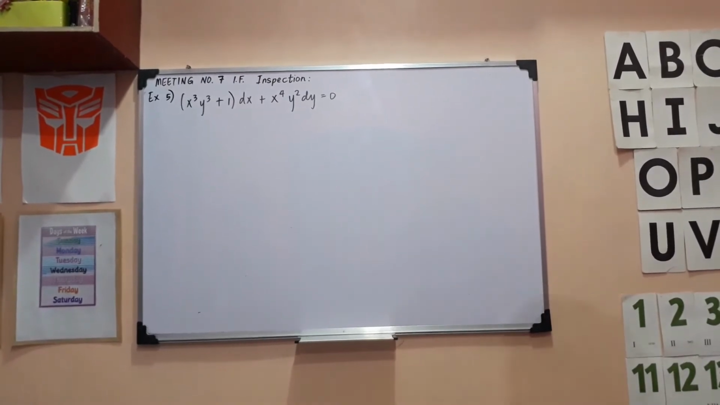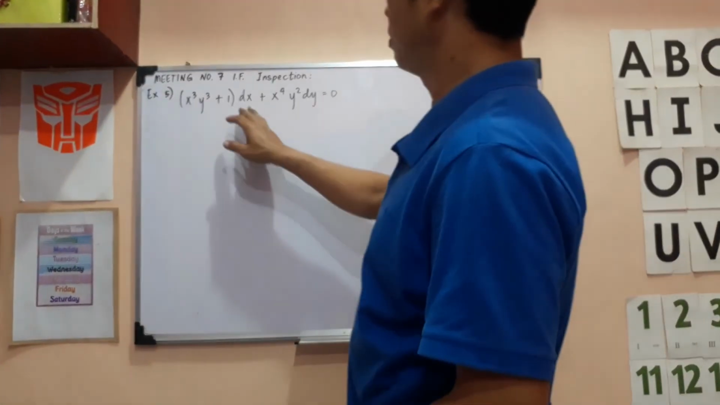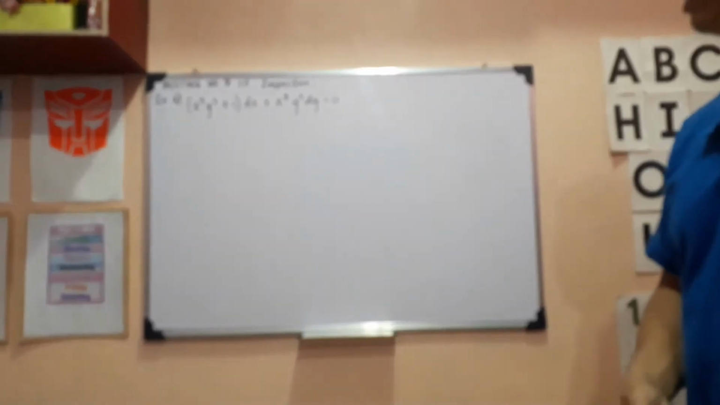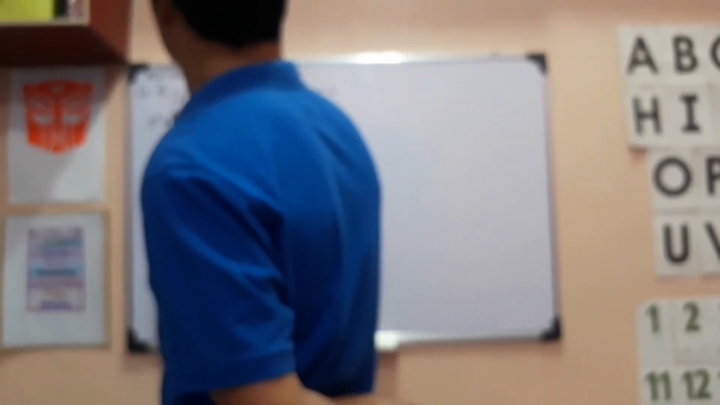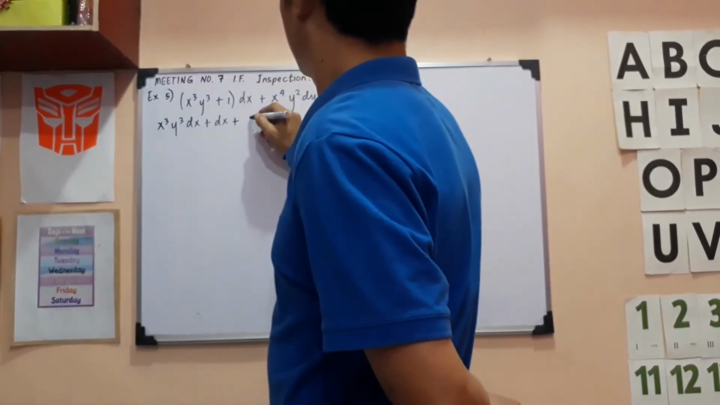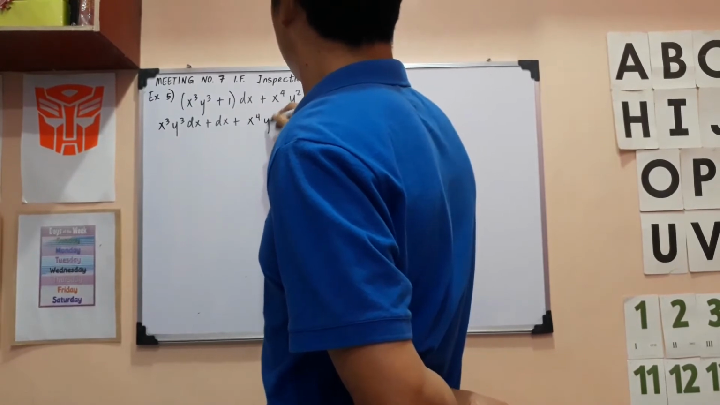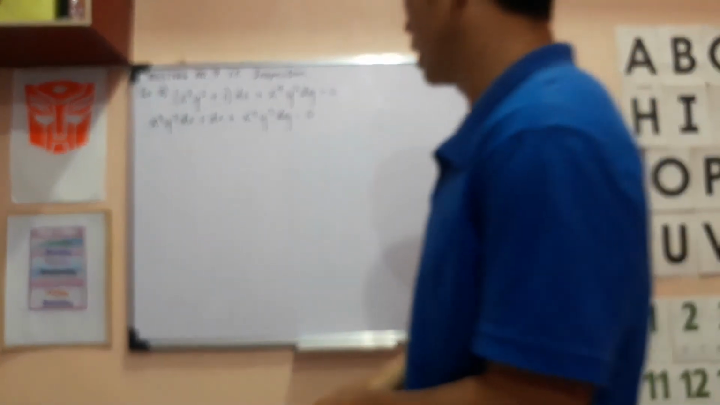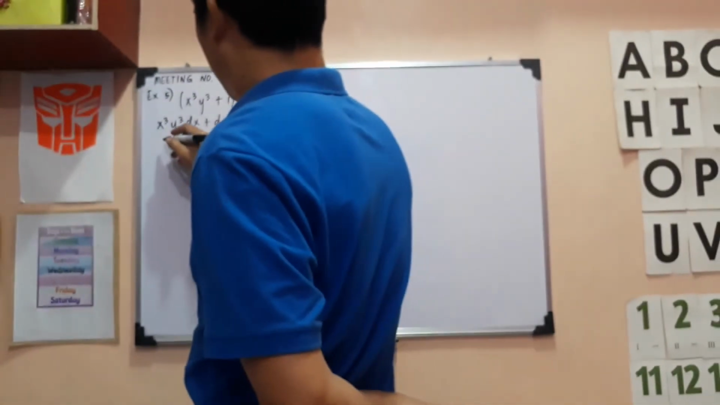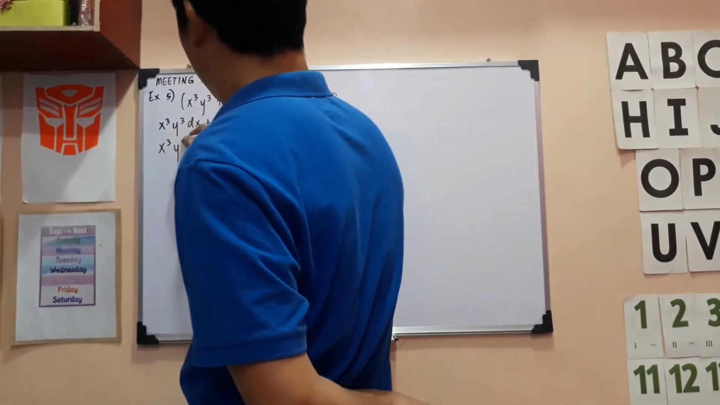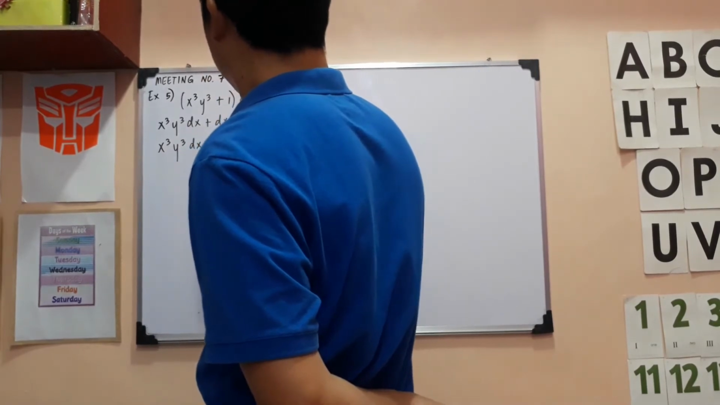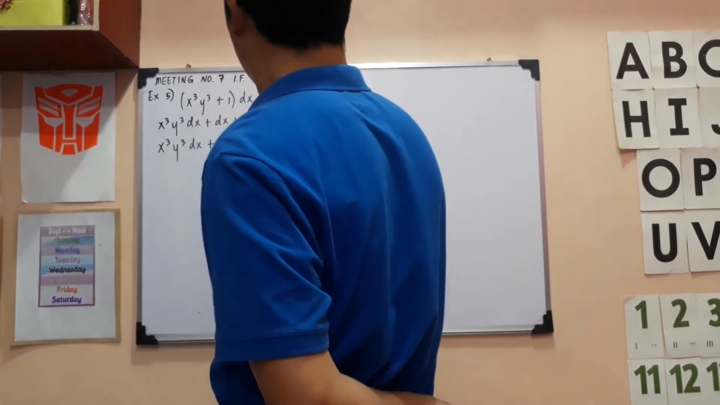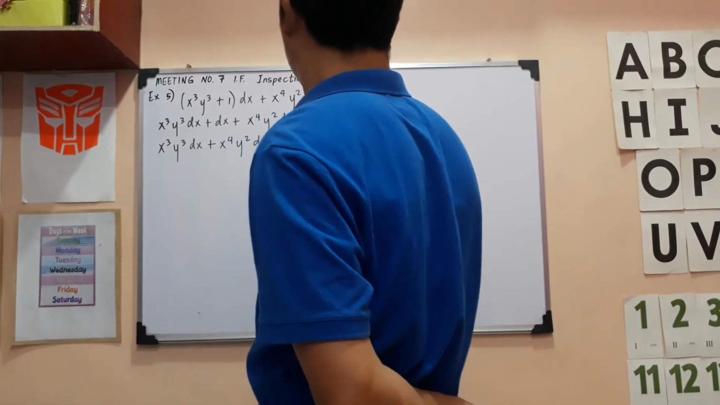Number 5. X cube y cube plus 1 multiplied by dx plus x to the 4th y square dy is equal to 0. So, perform. Multiply x cube y cube dx plus dx plus x to the 4th y square dy is equal to 0. So, nandito na yung technique para sa arrangement, ano? X cube, y cube dx plus x to the 4th y square dy plus dx is equal to 0.